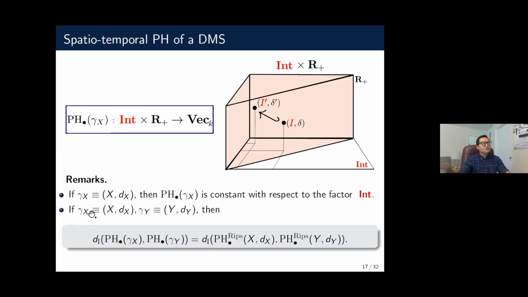Also, if we have two constant dynamic metric spaces, gamma x is constant at (X, dX) and gamma y is constant at (Y, dY), then the interleaving distance between these multi-parameter Cartesian homologies actually coincides with the interleaving distance between the standard Rips Cartesian homology of static metric spaces.